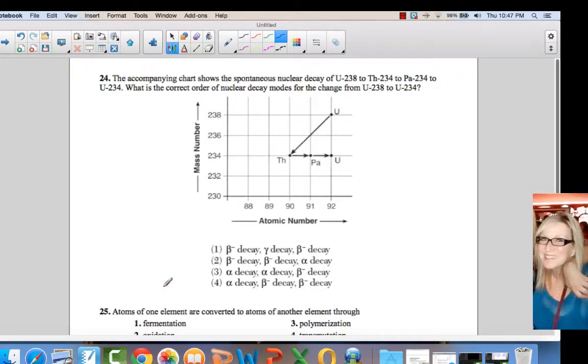What is the correct order of nuclear decay modes for the change from U-238 to U-234? Here's U-238 to U-234. The mass number decreased by 4, 238 to 234, and the atomic number decreased by 2, 92 to 90. So that's going to be alpha. Then you went from 234, 0, negative 1 e, and this is 0, negative 1 e. So it's alpha, beta, beta.